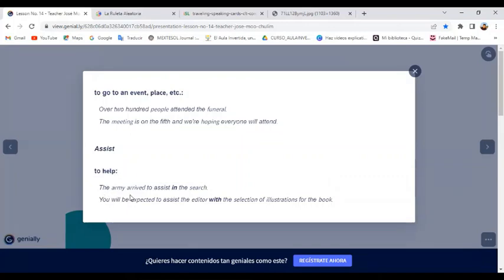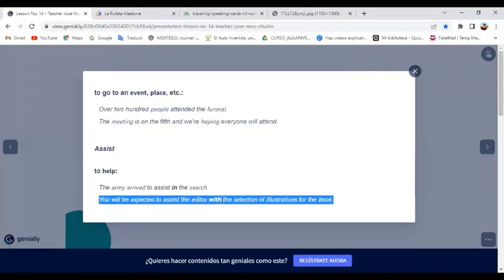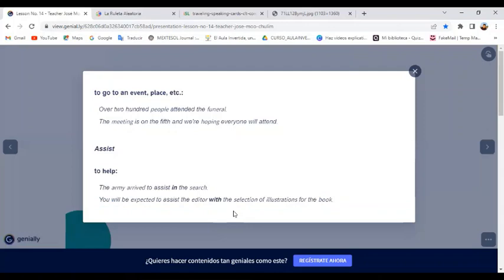For example, the army arrived to assist in the search. El ejército llegó para ayudar en la búsqueda. Or you will be expected to assist the editor with the selection of illustrations for the book. Se espera que ayudes al editor con la selección de imágenes para el libro. Okay? Así que podemos ver una diferencia. Attend significa ir a algún lugar, evento, entre otros. Y assist significa ayudar a alguien. Okay, can you see the difference between these two words?